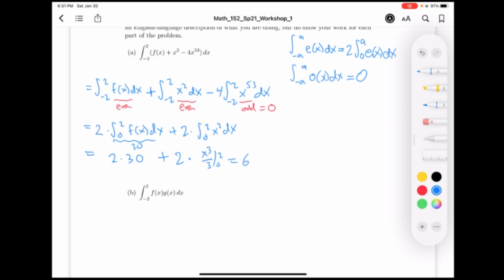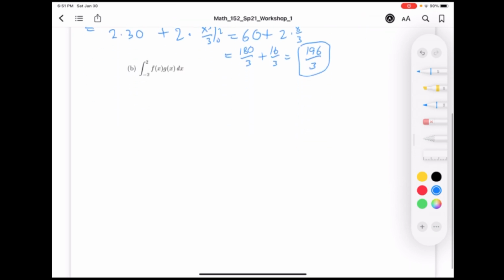So this is going to be 60 plus 2 times 8 over 3. So that equals 180 over 3 plus 16 over 3, which equals 196 over 3. Okay, that's part A. Now, part B.